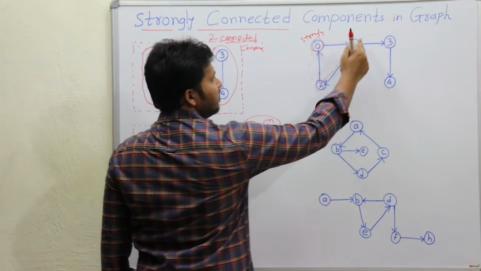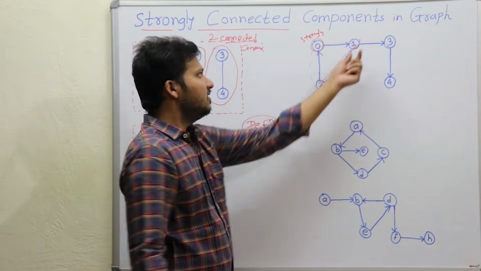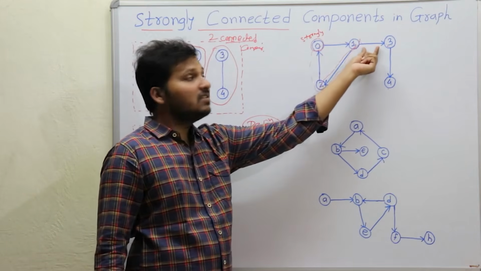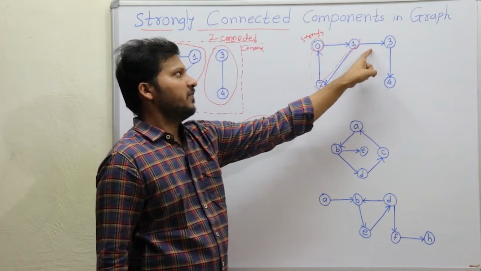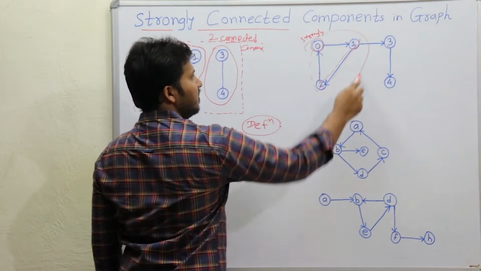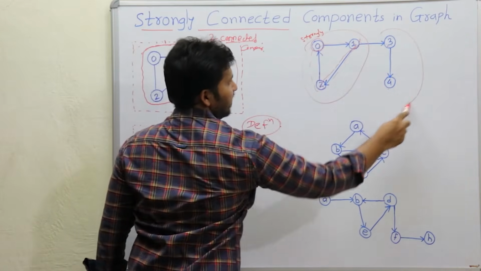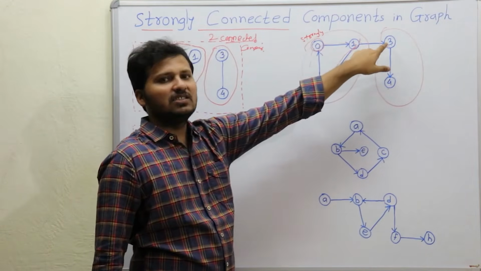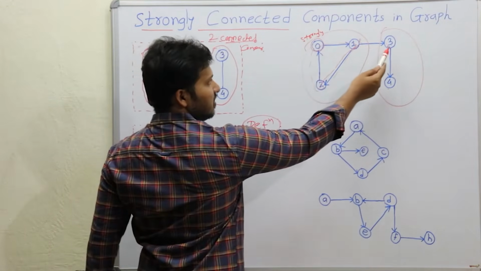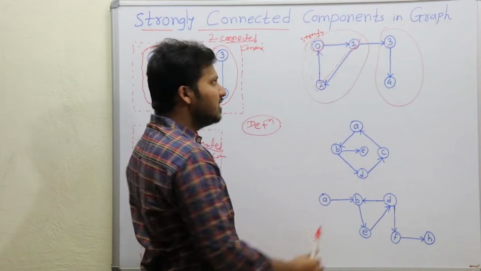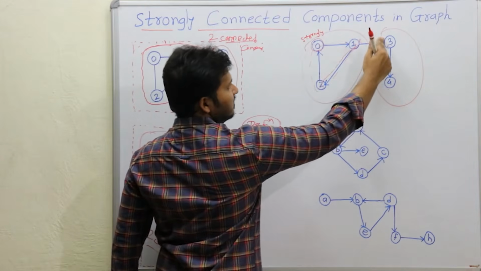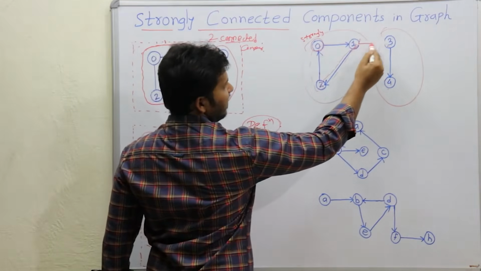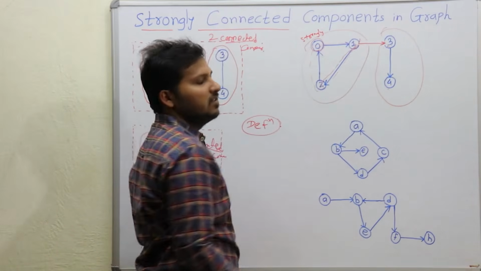And that makes, see, here it is a single edge. This is the single edge which connects this component to this component. But the edge is only one directional. So 3 cannot reach 1. That means this is disconnected now. Correct? 1 can reach 3, but 3 cannot reach 1.